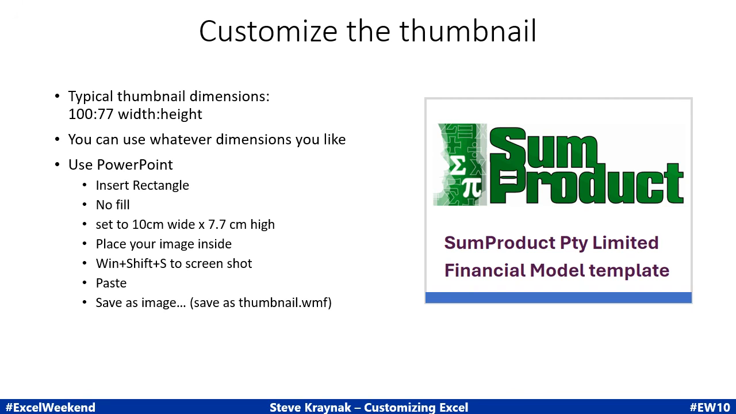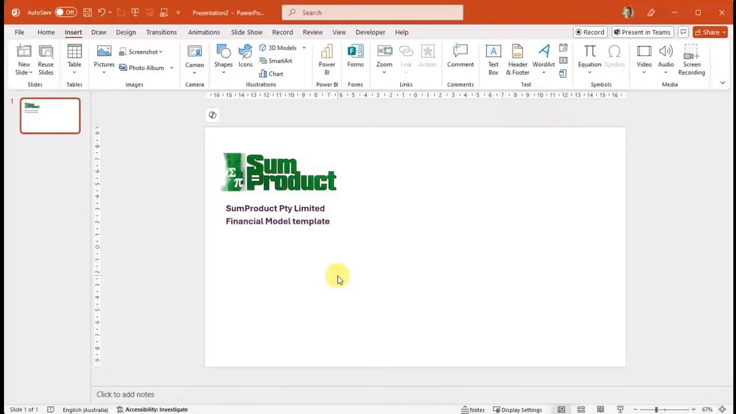And I'm going to show how to do that in PowerPoint, but basically you can just insert a rectangle and set it to be, say, 10 centimeters wide and 7.7 centimeters high, and that's going to give you the right dimensions. And then you can put whatever image you want in there, take a screenshot of it, and then paste that back into PowerPoint and then save it as this file called thumbnail.wmf, and I'll show how to do that now. So here I have my PowerPoint, and I'm just going to go in there and insert a rectangle.